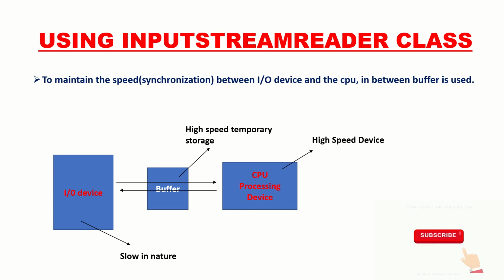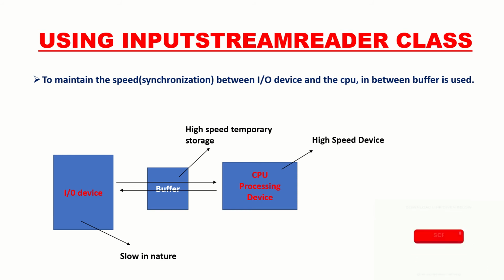So this is the general concept why buffer reader class is used, which is not the case in the scanner class. In scanner class, this is the problem: the IO device is slow and the CPU waits for the next input to process, which degrades the performance of the system. To solve this problem, a buffer is used in between. A buffer is a high-speed temporary storage device.